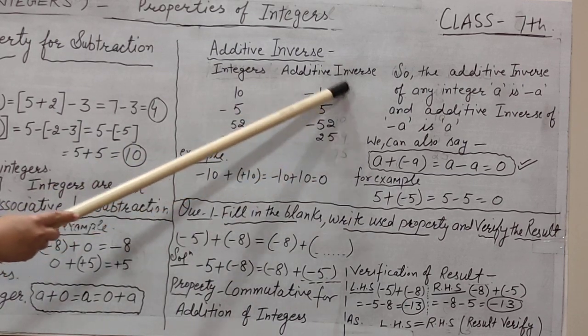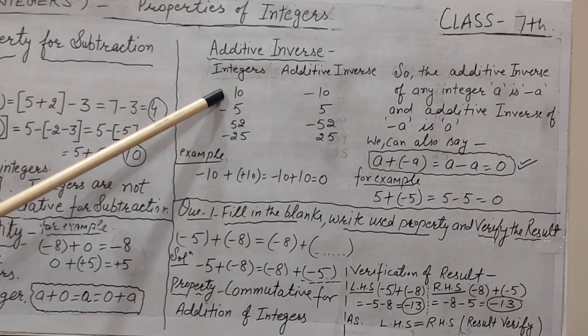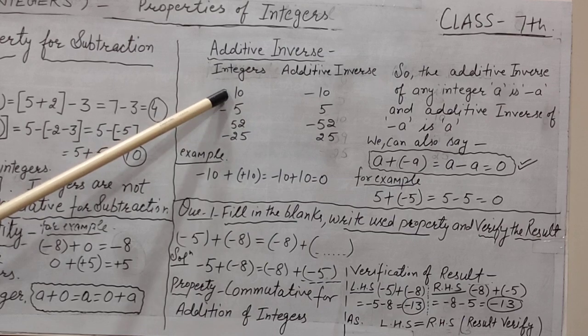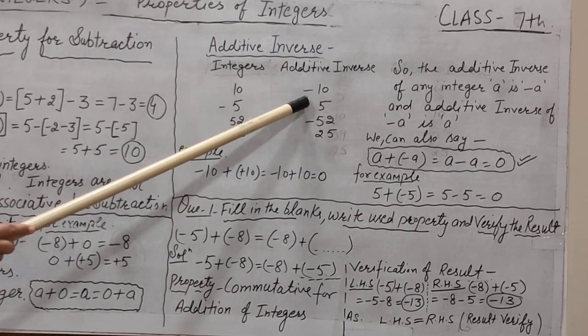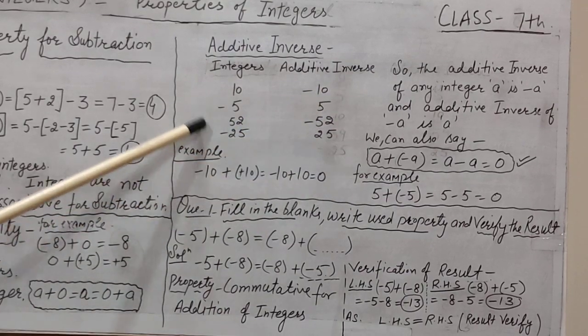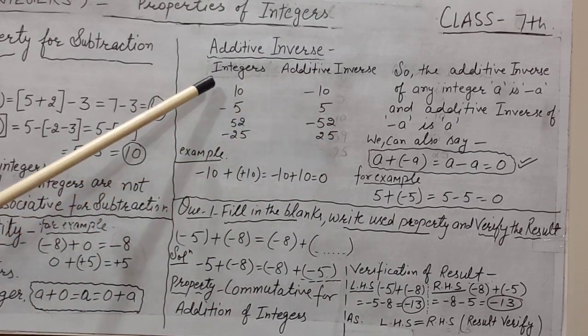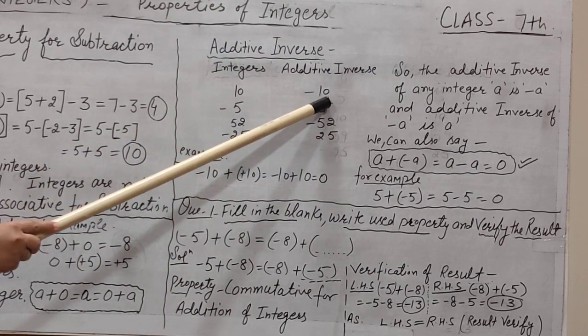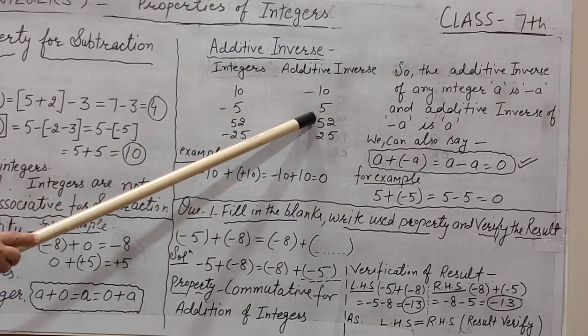So what do you conclude from all these examples? That if I take a positive integer, the same number with the negative sign in front of it, I am not going to change the value of the integer. I am going to change its sign. If this is positive, then this is negative. If this is negative, then its additive inverse is positive.